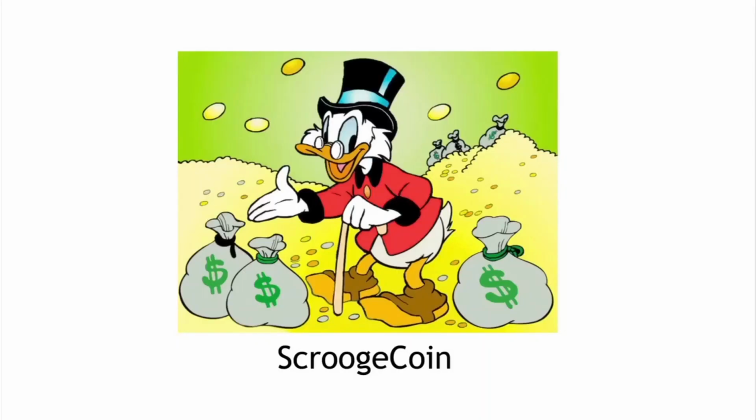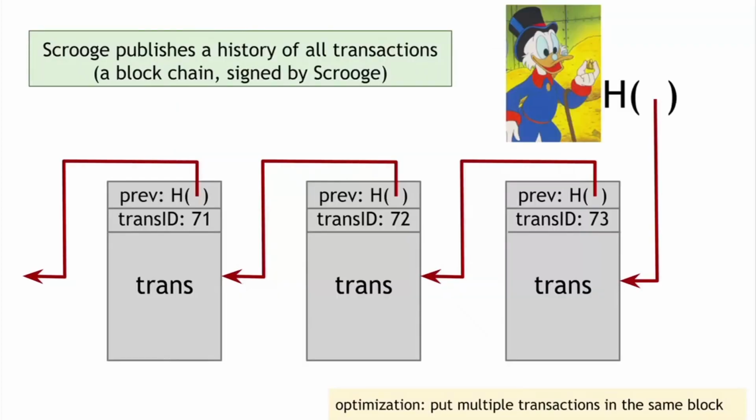So we need to somehow improve on Goofy Coin, and we'll do that by designing another coin, which I'll call Scrooge Coin. Scrooge Coin is going to be rather like Goofy Coin, except it will solve the double spending problem in a particular way. And this coin was created by Scrooge. Okay, so this is a little bit more complicated in terms of data structures, but here's one of the key ideas, that Scrooge is going to publish a history of all the transactions that have happened. This will be a blockchain, that data structure we talked about before, and it will be digitally signed by Scrooge. It looks like this, of course. It's a series of blocks, data blocks.